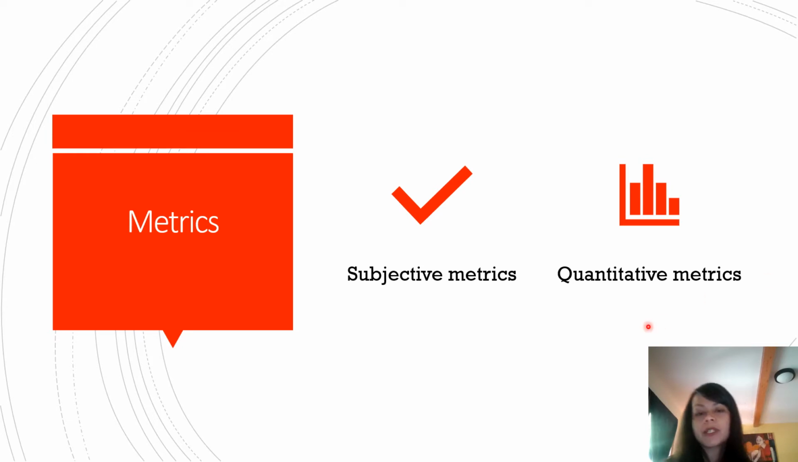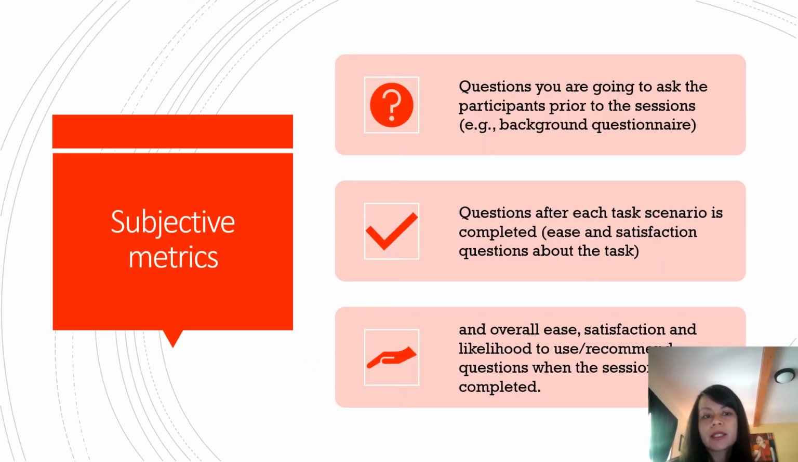So when it comes to metrics, there are subjective metrics and quantitative metrics. Subjective metrics are questions you're going to ask. It may include questions you're going to ask participants prior to the session, so it might be a background questionnaire. It might be very short. For example, have you used Compass Card before? Or, when's the last time you used it? Okay, so it has to be consistent for every participant.